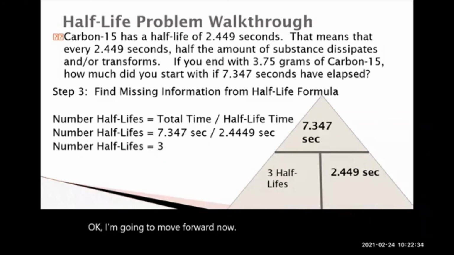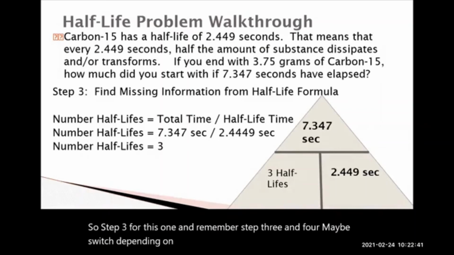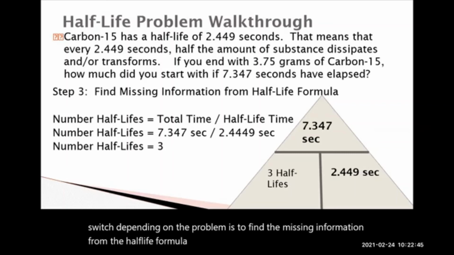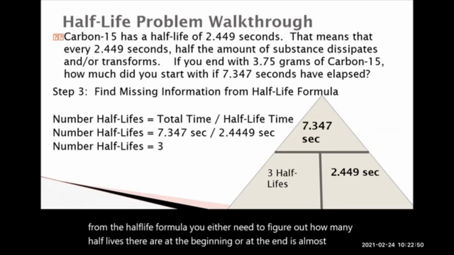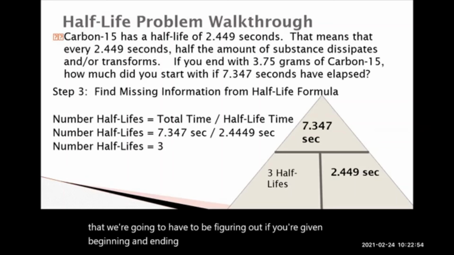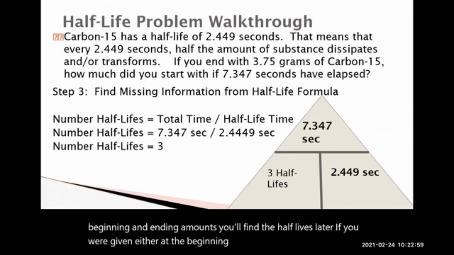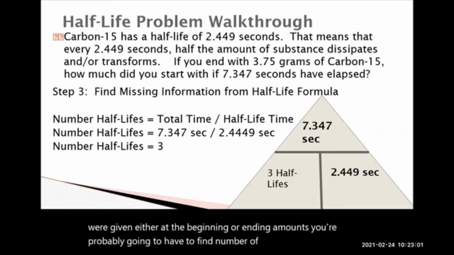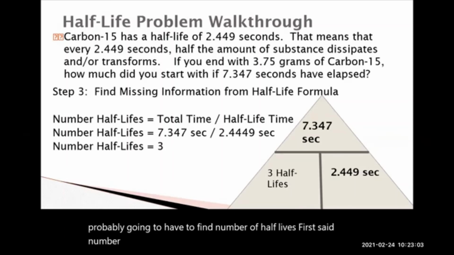So step 3 for this one, and remember step 3 and 4 may be switched depending on the problem, is to find the missing information from the half-life formula. You either need to figure out how many half-lives there are at the beginning or at the end. That's almost always what we're going to have to be figuring out. If you're given beginning and ending amounts, you'll find the half-lives later. If you were given either the beginning or ending amount, you're probably going to have to find the number of half-lives first. So number of half-lives equals total time divided by half-life time.